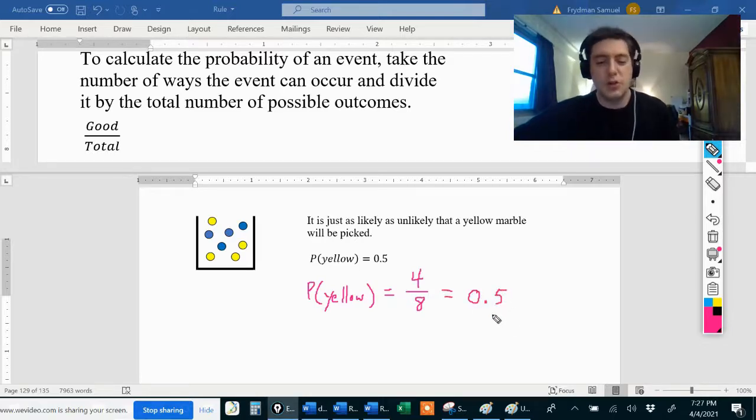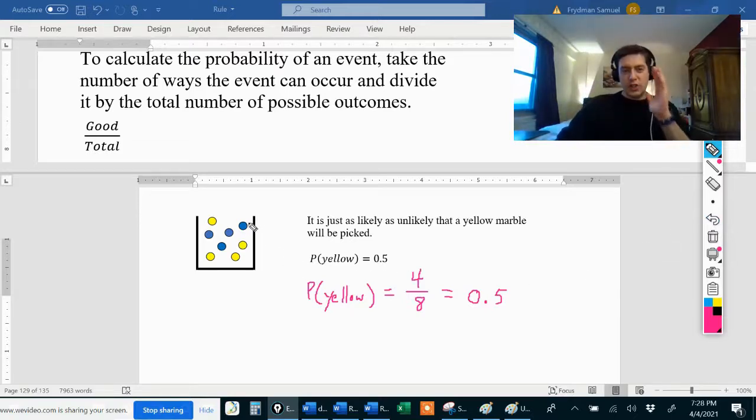If I wanted to turn that into a percentage, I would just take the decimal point and move it 2 spaces to the right, and that would give me 50%. But again, you can see that our intuition tells us when we look at this picture that since the number of marbles which are yellow is exactly the same as the number of marbles which are not yellow, then it's just as likely for me to pick a yellow marble as to not pick a yellow marble. And when that happens, using this definition, we do get a probability of 0.5.